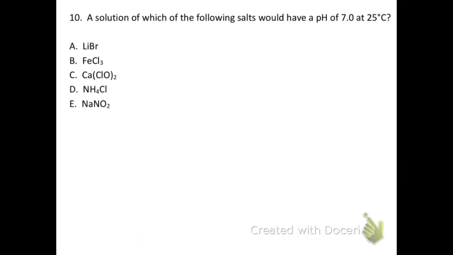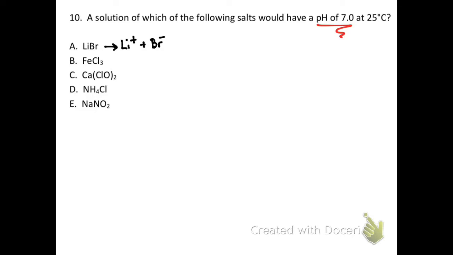Okay, this question wants us to identify which of these salts will have a neutral pH at 25 degrees Celsius. So, in identification, what we basically want to do is write out our dissociation. So, LiBr, for example, would dissociate into the lithium cation and the bromide anion.